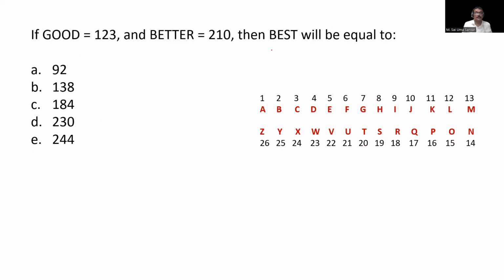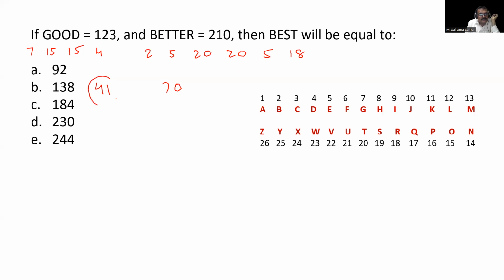Next, if good is equal to 123, better is equal to 210, what is best? So place values: G 7, O 15, O 15, D 4, and what is the sum? 15, 30, 37, 41. Okay, better. B is 2, E is 5, T is 20, T is 20, E equal to 5, and R is equal to 18. What is the sum? 40, 40 plus 20, 60, 60 plus 10, that is equal to 70.